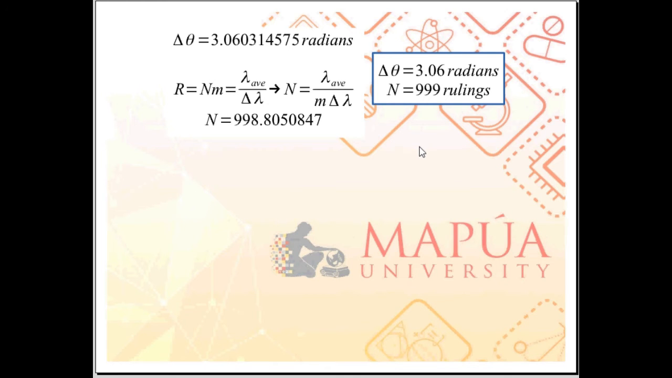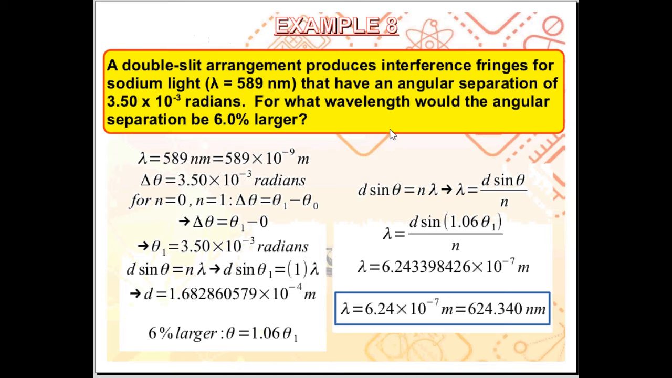Next up, we have example number 8. You have a double slit arrangement which produces interference fringes for the sodium light which has a wavelength of 589 nanometers. This produces an angular separation of 3.5 times 10 to the negative 3 radians. If we are to replace the light with another light that has a wavelength that will produce an angular separation that is 6% larger, what is the wavelength of that light?